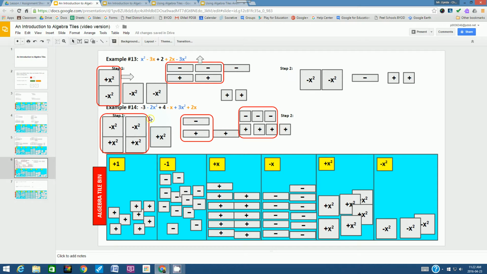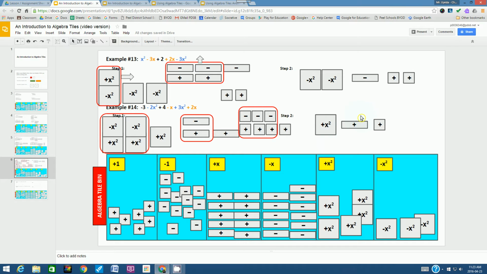So I'm not going to add the arrows here. I just know that these groups of zero models have to be taken away. And when we take them away, we're going to draw what remains for step 2. So for step 2, I've got 1 positive x squared remaining. And in terms of my x terms, I have a positive x remaining. And in terms of my integers, I have a positive 1 remaining.